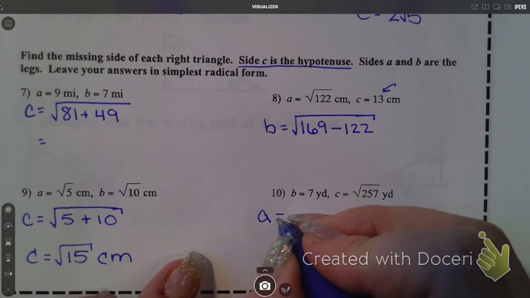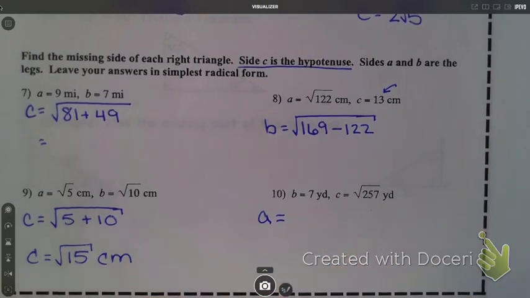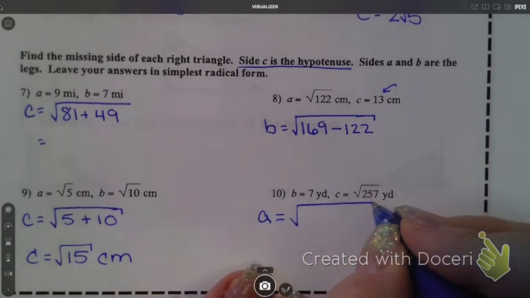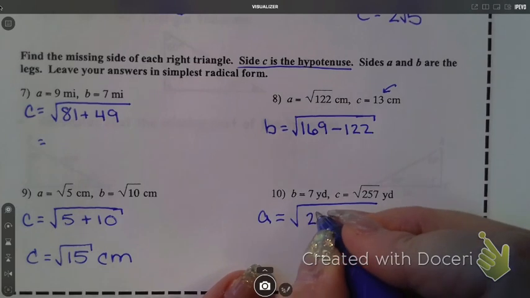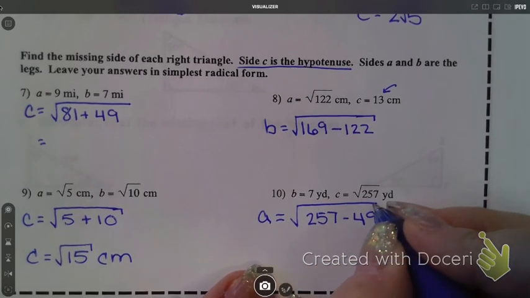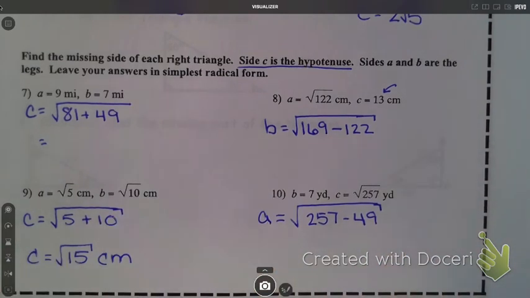Okay, so we're going to add or subtract to find a leg? Subtract. Look at your formulas. Okay, so the square root of 257 minus 49. So do those real quick. Simplify those 3 real quick.